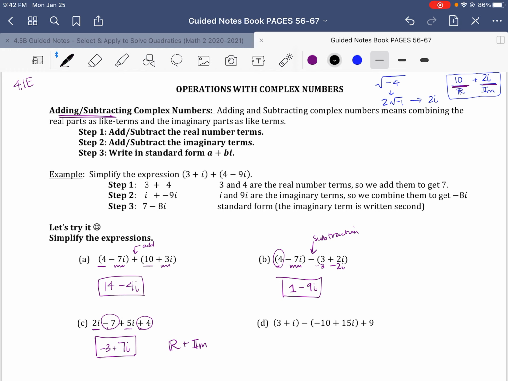Again, part D, these can get more complicated if there's more pieces to it, but it works the same way. So we've got 3 plus i. I'm just going to pull things out of the parentheses. If we're subtracting a negative, that makes plus 10, and subtracting the 15i, those are both in parentheses, so the negative applies, and then you have that positive 9 on the end. I would just find all the real number pieces, so 3 plus 10 is 13, plus 9 is going to give us 22. And then I have the imaginary i minus 15i would be negative 14i. So adding and subtracting.